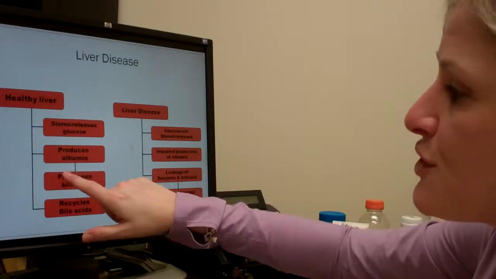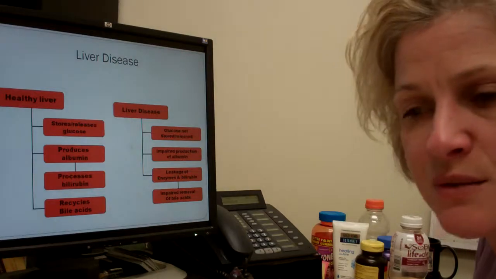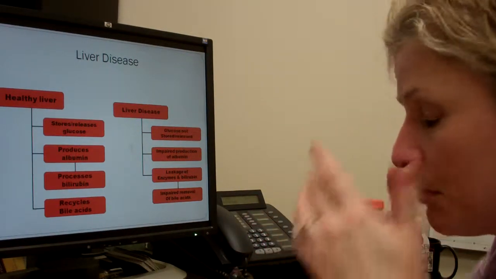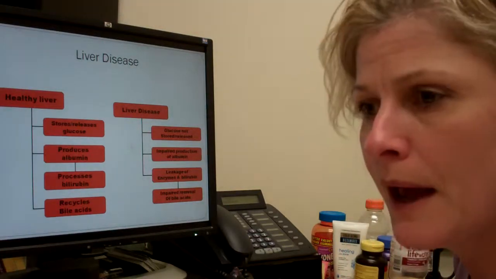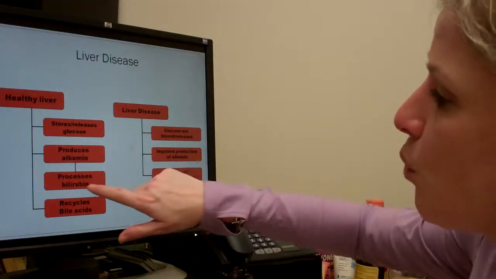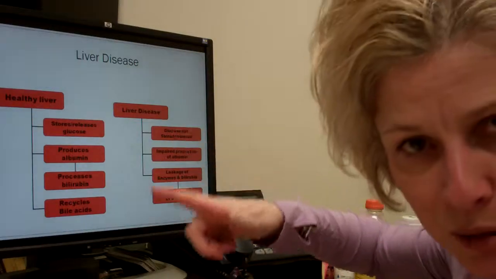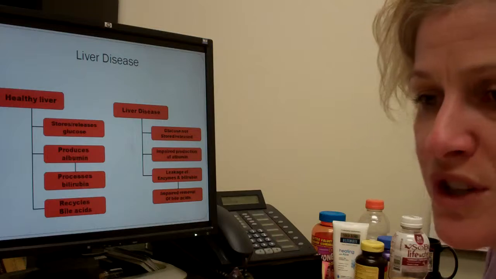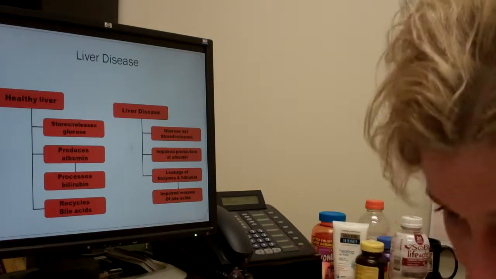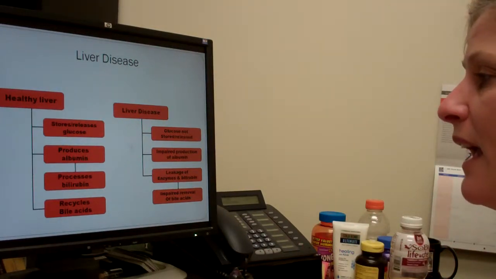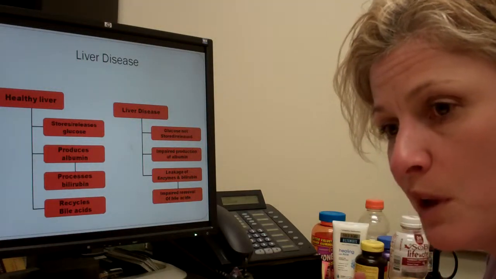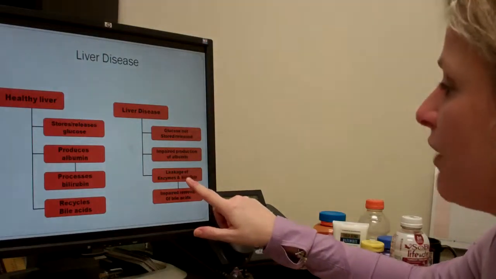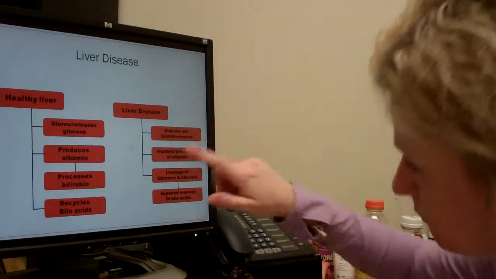It processes bilirubin. We'll mention this. Bilirubin is what gives you that yellow appearance in the serum or plasma, or gives you that jaundice. The liver is a wonderful recycling plant, and it will process bilirubin, which is very helpful for blood. And if it can't process bilirubin, then we're going to have that leakage of bilirubin in the blood.